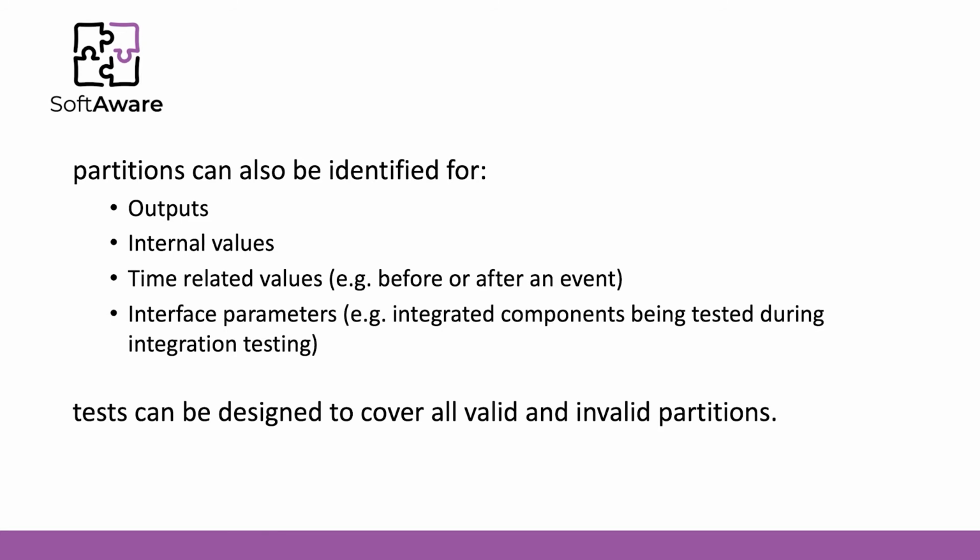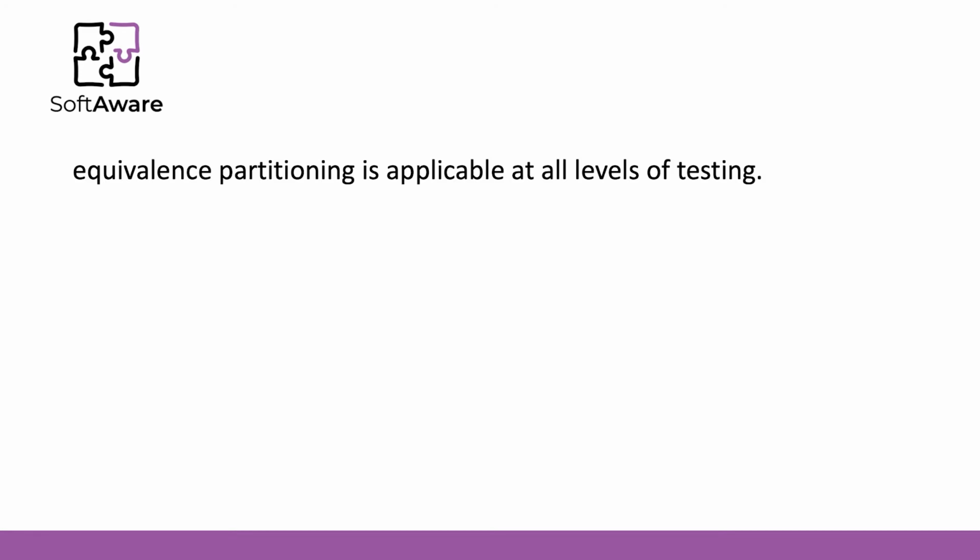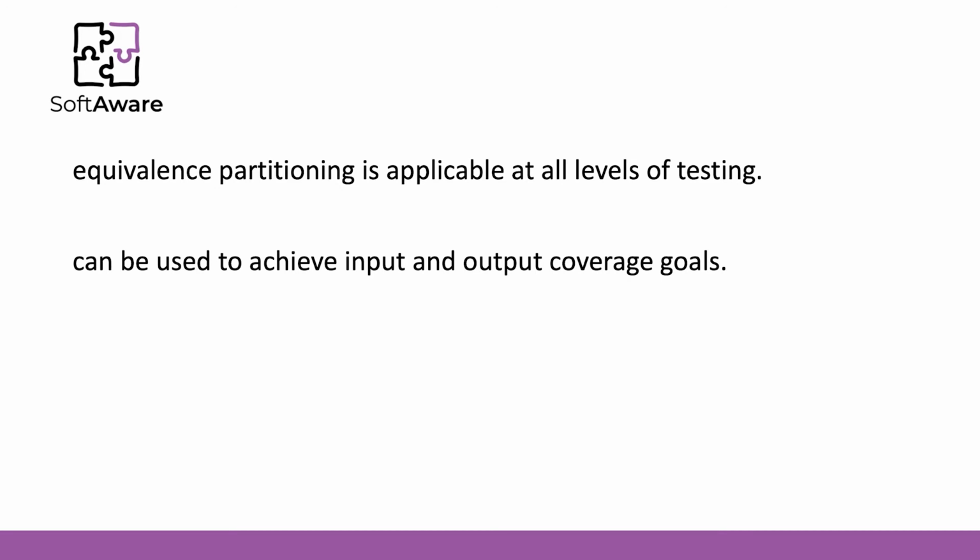Tests can be designed to cover all valid and invalid partitions. Equivalence partitioning is applicable to all levels of testing. So despite being a black box technique, it can be used even at the unit testing level. So yes, you can apply this technique when knowing the structure of your code. It can be used to achieve input and output coverage goals.